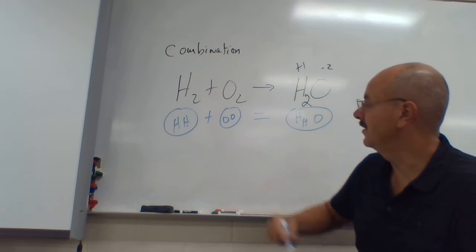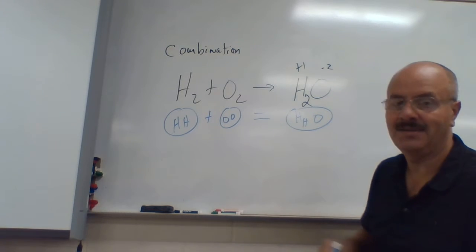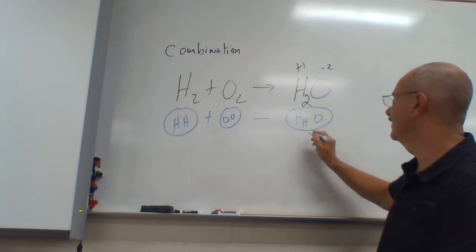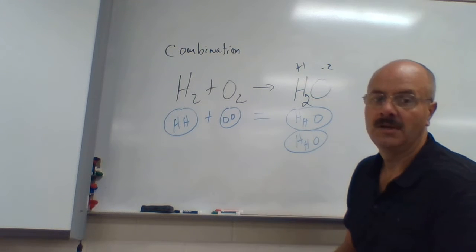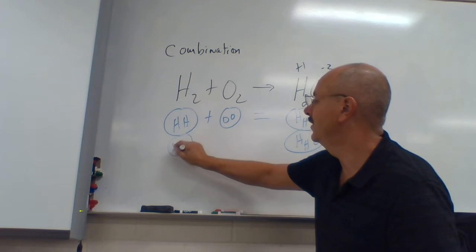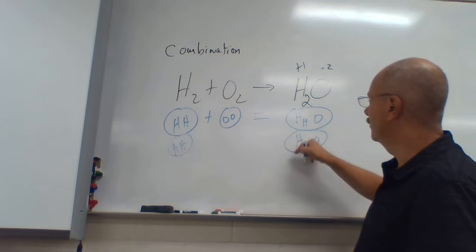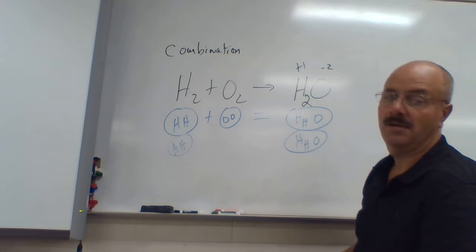Well, now it goes back and goes, I got 2 H's, that's even. 2 O's, 1 O, that's not. So I need another one of this guy. Now I got 2 O's, 2 O's. Now I messed up my H's, so I need another one here. Now I got 4 H's, 4 H's, 2 O's, 2 O's, all done.